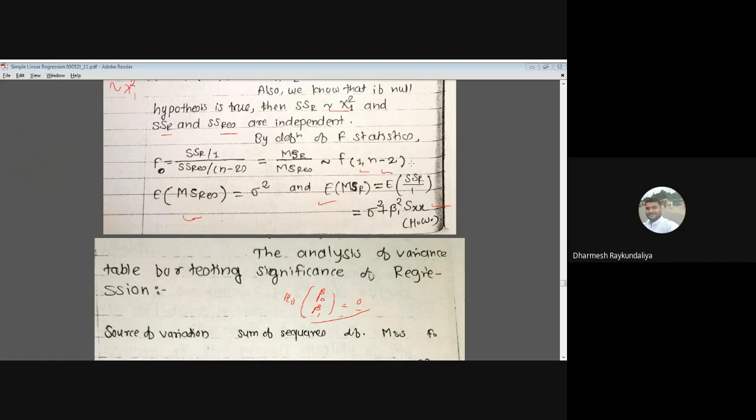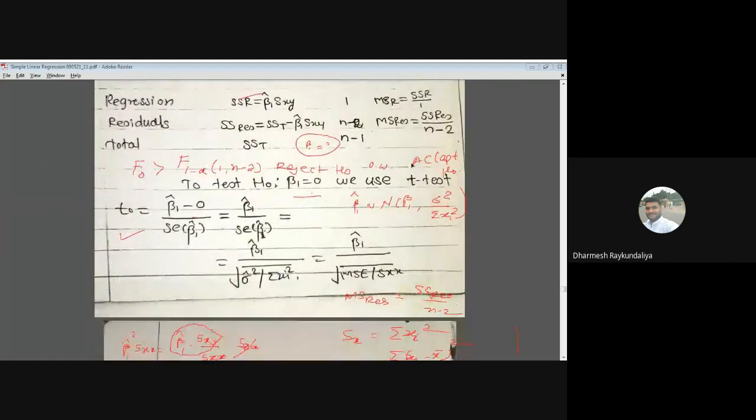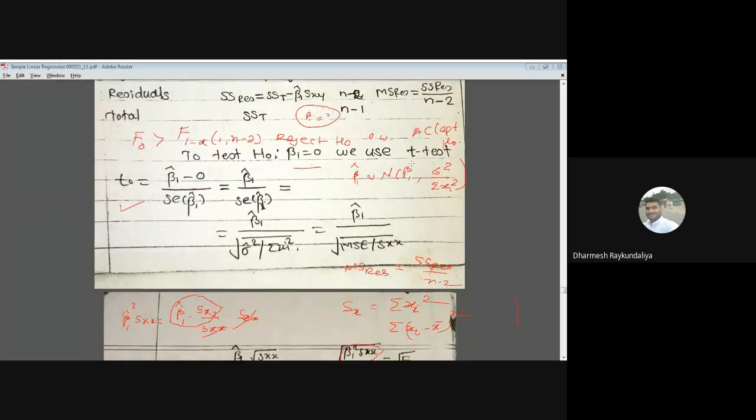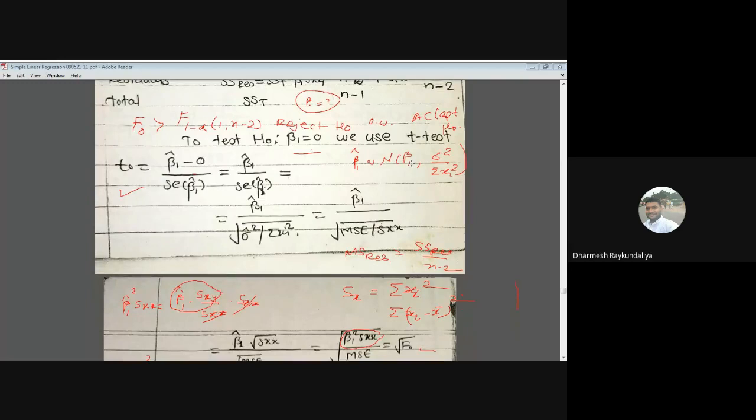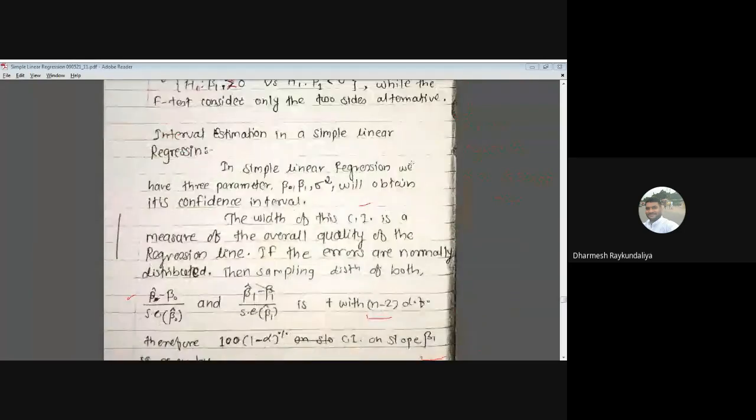That means at least one of them is not 0, and for that we test whether they are individually 0 or not. To test whether they are individually 0, we apply the concept of a t-test, and if the hypothesis beta 1 equal to 0 is rejected, then we say that x is important. Otherwise, beta 1 is 0, which means at any value of x you take, it has no impact on y. Similarly, we perform the test of beta 0 equal to 0 by the one sample t-test. It is a test of the intercept as well as the slope coefficient.